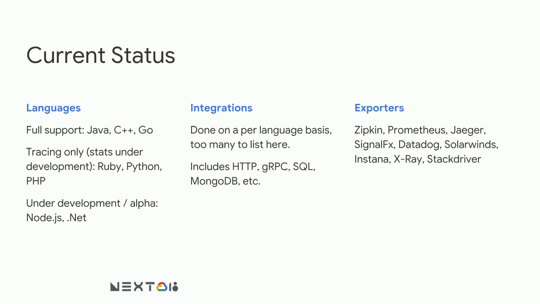With the current architecture of OpenCensus, these exporters have to be implemented on a per-language basis. And so some languages might have more support while others don't. At the end of this presentation, I'll talk about a new project we're working on that's going to expand that support even further.